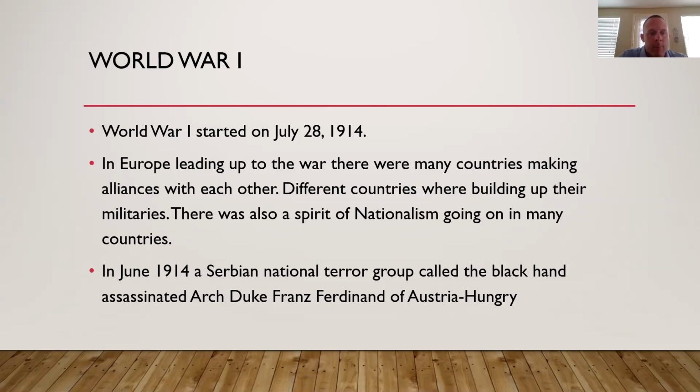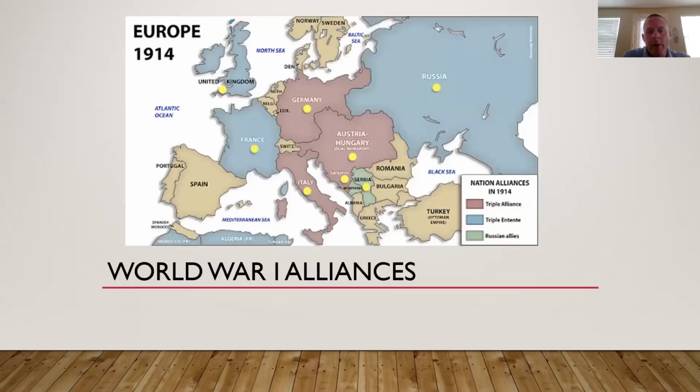In June 1914, a Serbian national terror group called the Black Hand assassinated Archduke Franz Ferdinand of Austria-Hungary. Austria-Hungary was a territory and country at the time in Europe, and Archduke Franz Ferdinand was the soon-to-be leader of that territory and country. So here's kind of a map of World War I here.